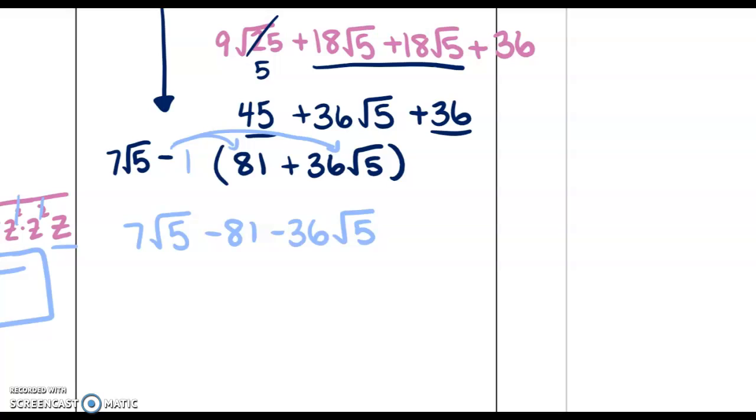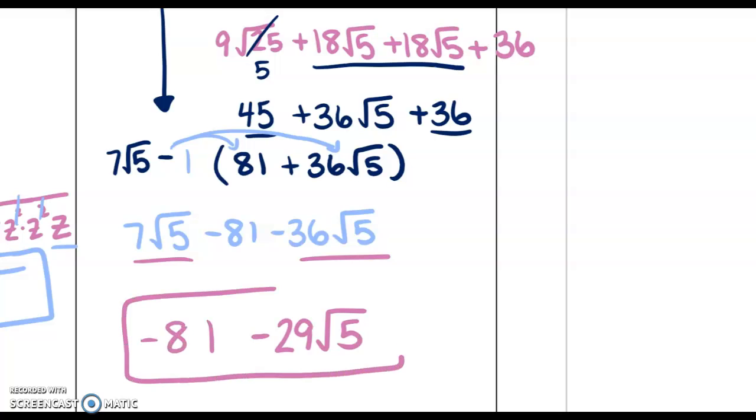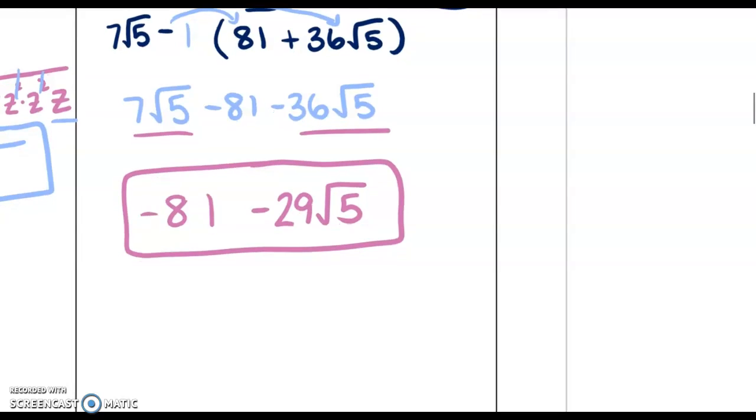And then when I combine like terms here, I've got like radicals, so 7 minus 36 gives me a -29 root 5, and then out front I'll leave the -81. But like before, you can change the order if you'd like. It looks a little messy, so I'm going to make it look a little bit nicer.